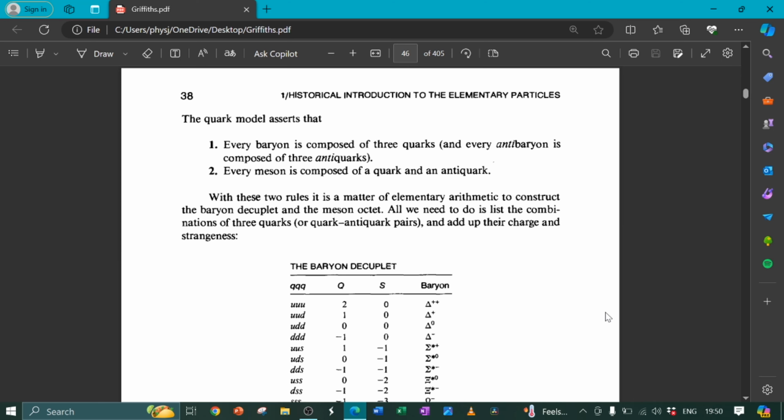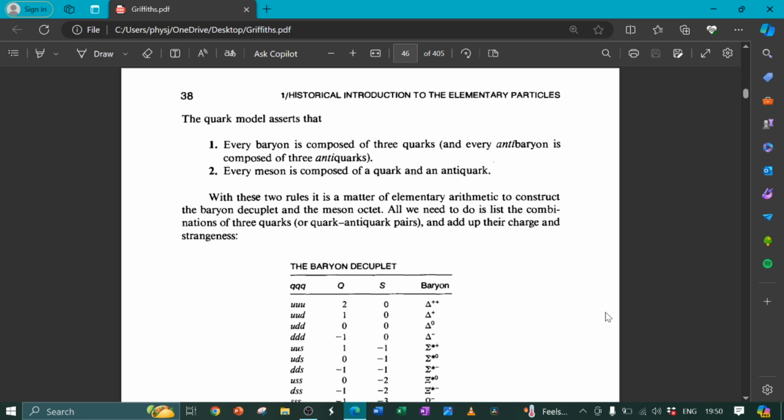The quark model asserts that number 1, every baryon is composed of 3 quarks and every antibaryon is composed of 3 antiquarks. Number 2, every meson is composed of a quark and an antiquark. With these two rules, it is a matter of elementary arithmetic to construct the baryon decuplet and the meson octet.